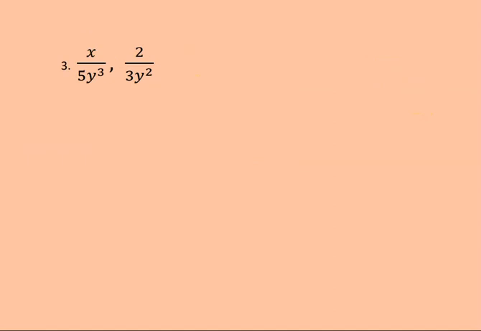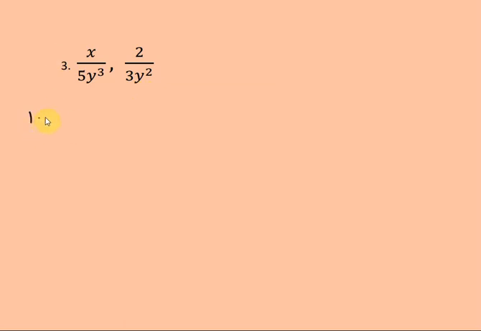Okay, in this example, we have for our denominators 5y to the third and 3y squared. Now, if you'll notice, every time we're trying to find the least common denominator, we don't worry about the numerators. We don't care what's in the top of the fractions. We're only focused on the denominators. So we're going to look at each component separately. We have the numbers 5 and 3, and then we have the variables y to the third and y squared. So for our numbers, let's find the least common denominator by listing out the multiples.